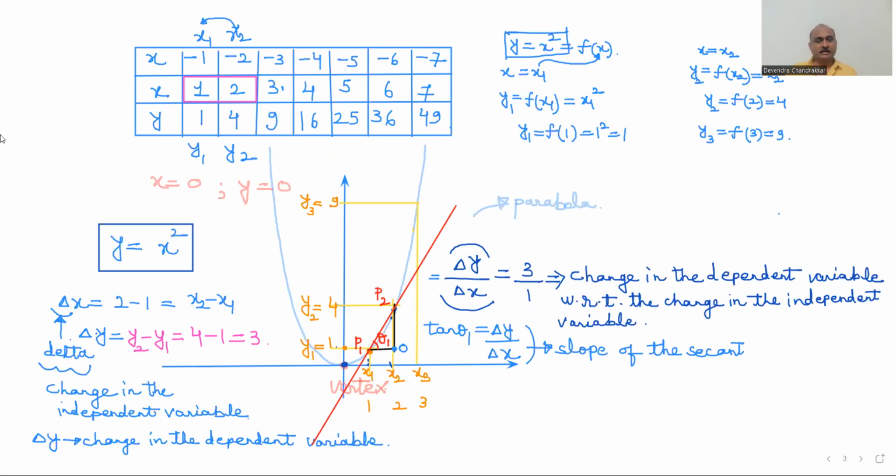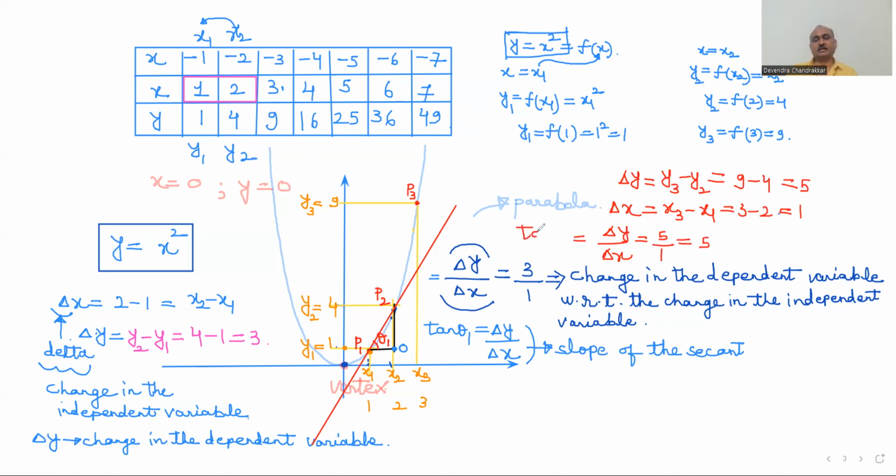Now, let's take this point also, P3. For these two values, P3 is 9, right? Let's find now delta y for y3 minus y2, the immediate values. This is 9 minus 4, it is 5. And delta x, the corresponding x, is x3 minus x2, which is 3 minus 2, 1. So delta y by delta x for this term is 5 upon 1, right? So the slope is 5 and this is tan theta 2.